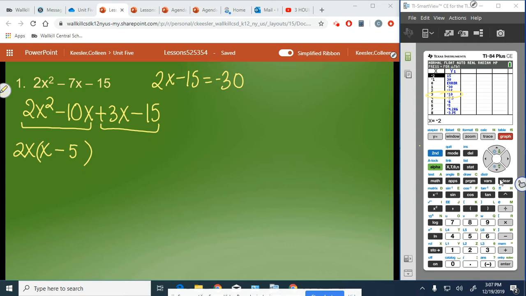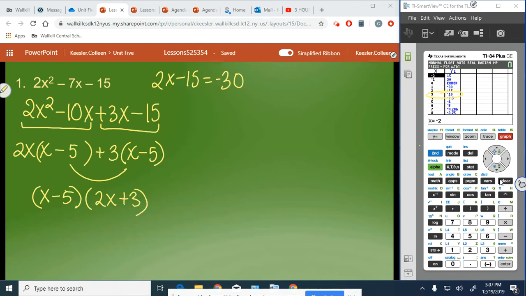Then from the second pair, I can factor out positive 3. And again, if I factor out that positive 3, 3 times x makes 3x, and then 3 times negative 5 makes negative 15. So now I can factor out my common binomial, which is x minus 5, and that leaves me with the two other terms, 2x plus 3. So that would be our factored form of 2x squared minus 7x minus 15.